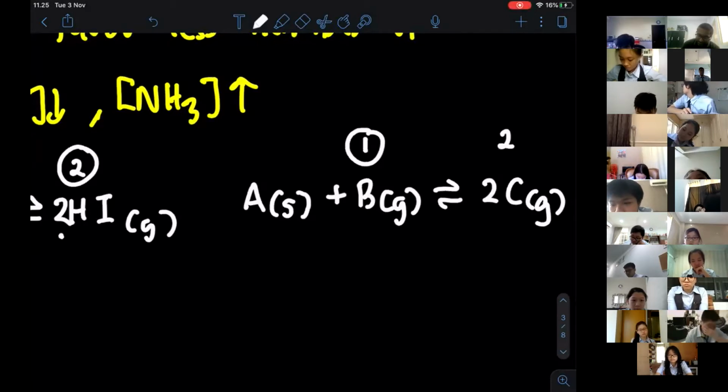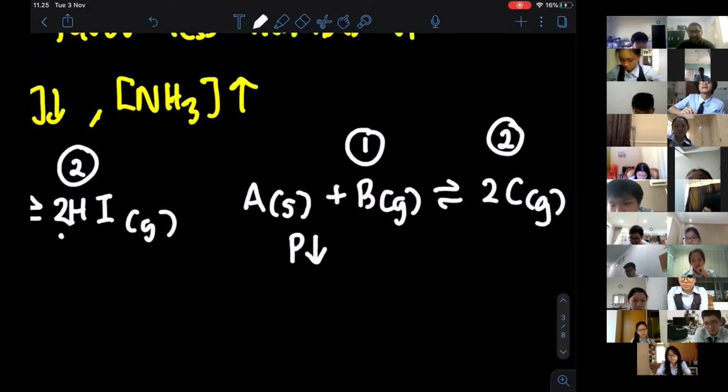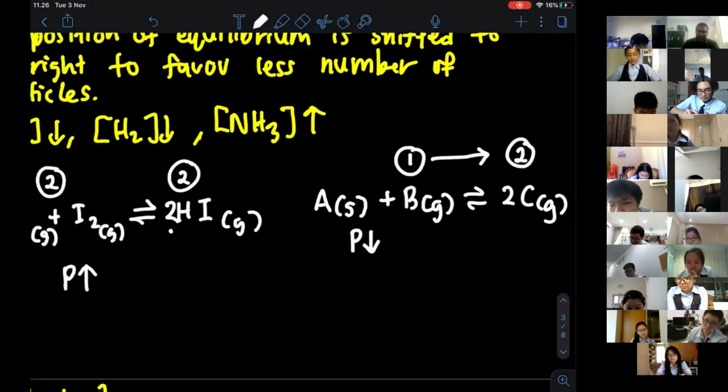The product is 2. So let's say if I decrease the pressure, according to LCP, I need to increase the pressure. How do I increase the pressure? I will shift the position of my equilibrium to the right to form more molecules. So this is how you apply. Can you understand, Dylan? Yes. Okay, let's go for the last one.